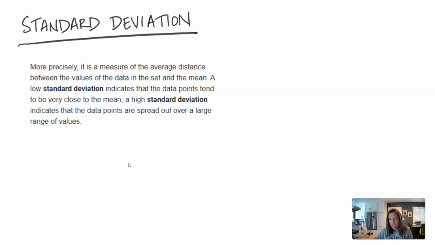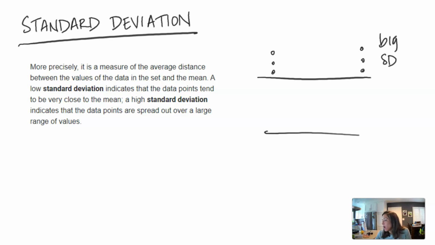So just to look back at the dot plots from the penny activity, we could see a dot plot where everything is really far away from the mean. This would have a big standard deviation. Whereas a dot plot where everything is close to the mean would have a small standard deviation. Same thing is true when we're talking about histograms and box plots.